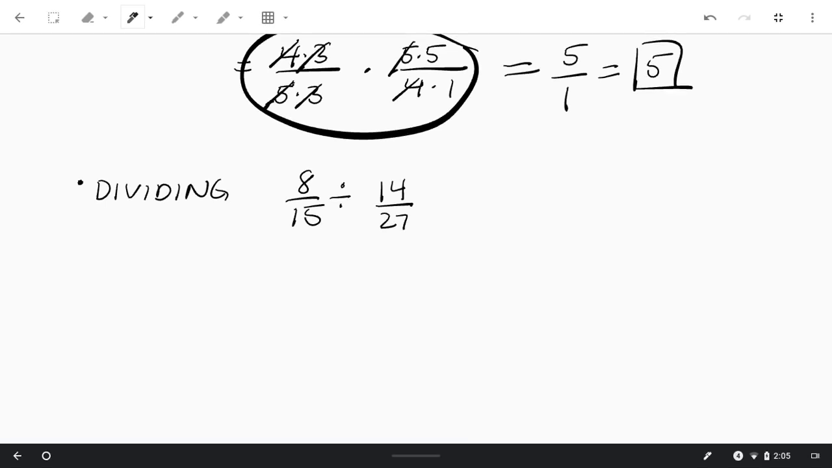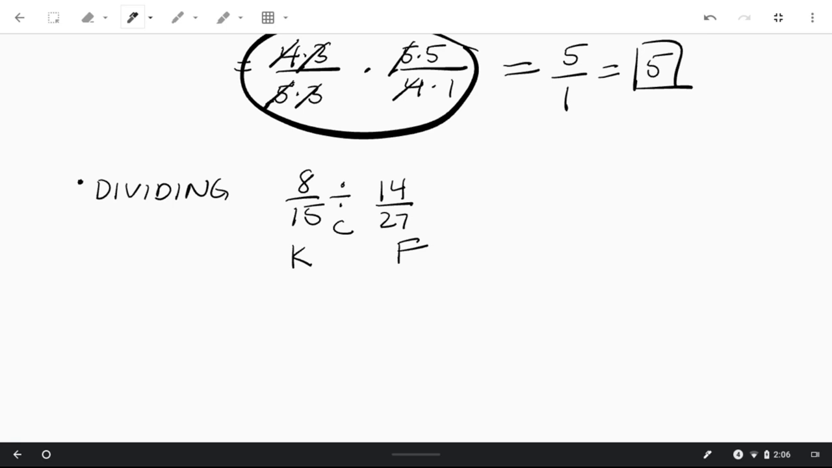Okay, so if you're dividing fractions, hopefully you remember that we actually will keep this first one. I call it KFC to help the students remember. We keep this first one. We flip this one, the second one. And we change the division to multiplication.